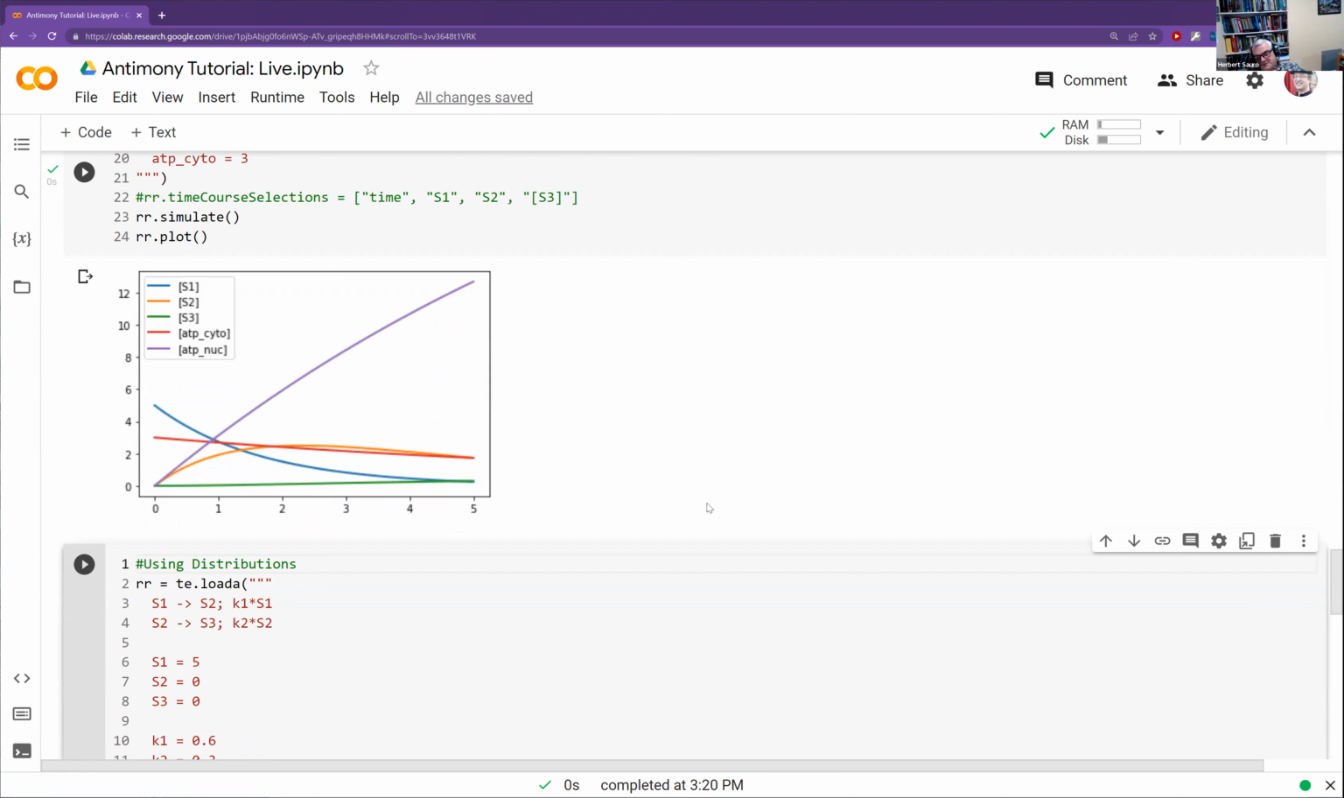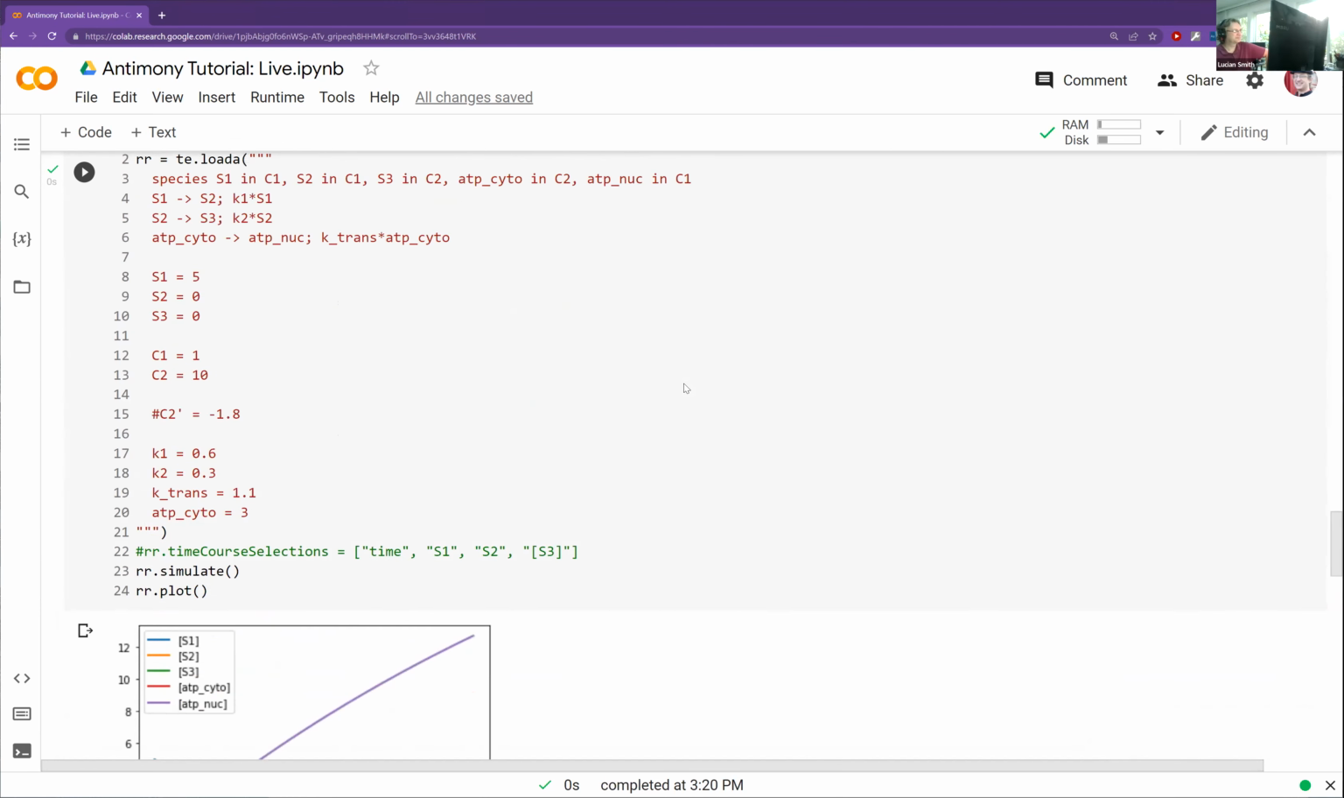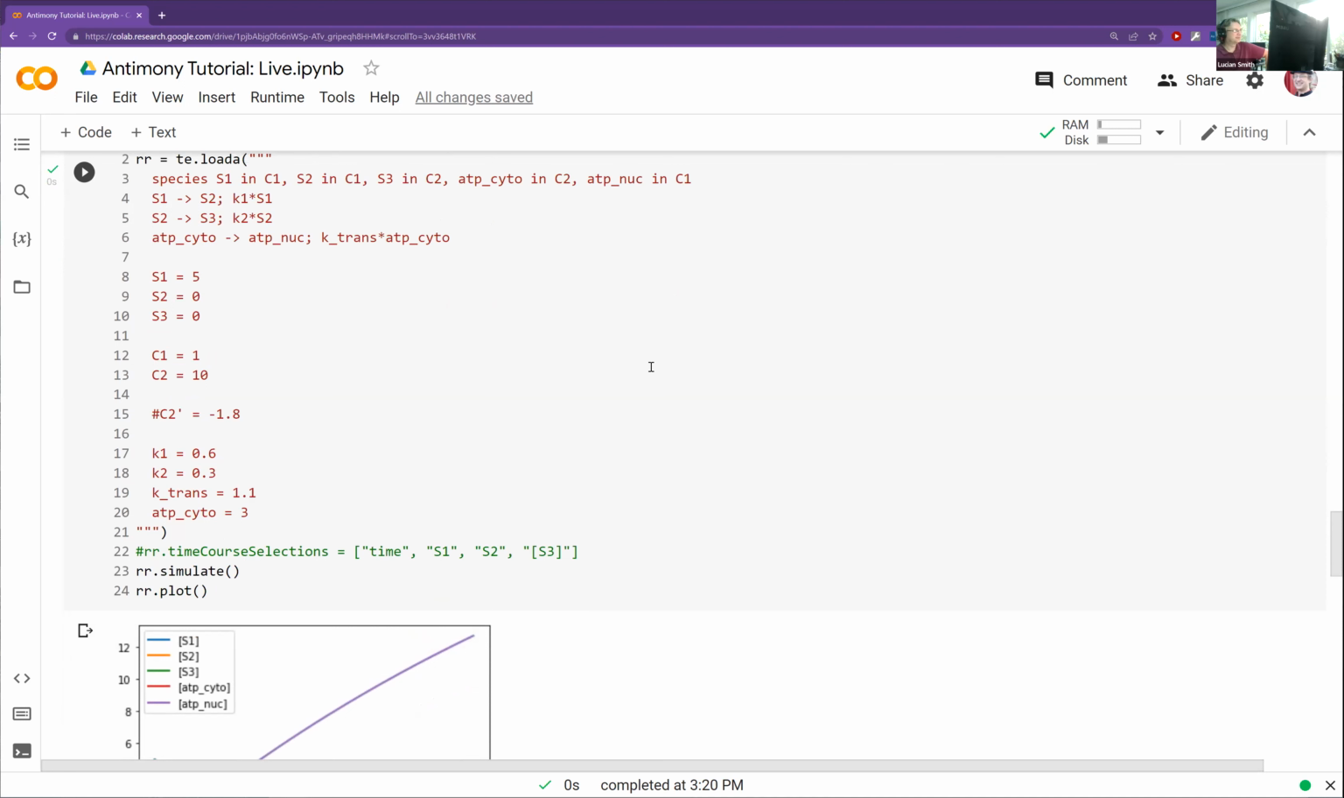Now, by the way, if your volumes are the same, you don't have to worry about this. You don't have to think about it. But if they're different, or if they change, or if you just want it to be accurate, then you do.